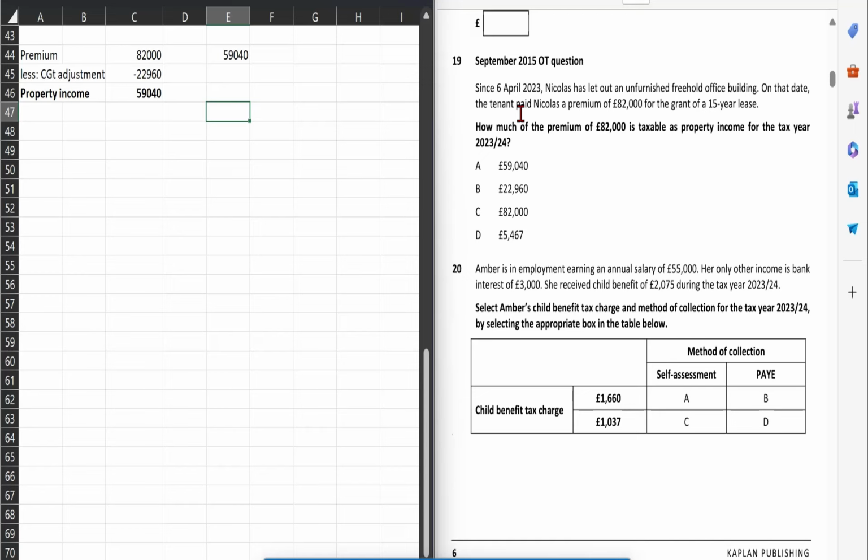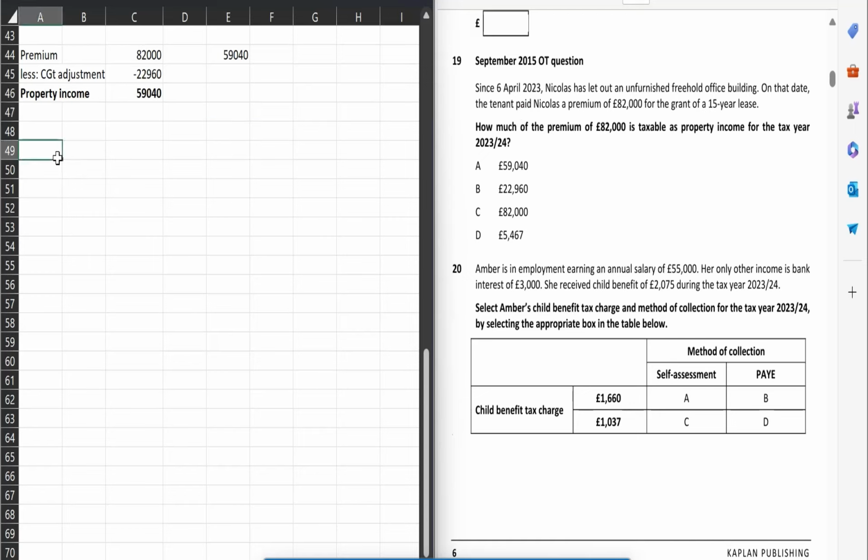Okay, question number 20. Amber is in employment earning an annual salary of 55,000. Her only other income is bank interest of 3,000. She receives a child benefit of 2,075 during tax year 2024. State Amber's child benefit tax charge and the method of collection for 2024 by selecting the appropriate box in the table below.